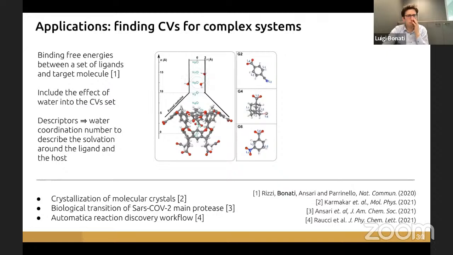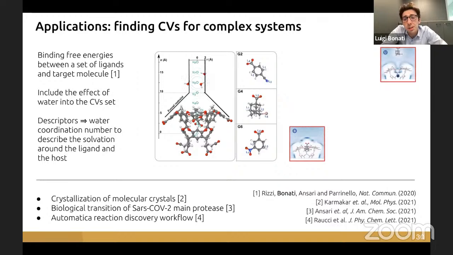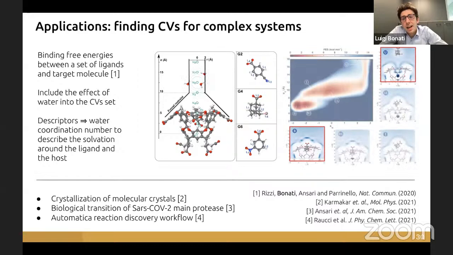Another example: it has been applied to several different kinds of applications. Here you see a ligand binding example in which we wanted to estimate the binding free energy between a set of ligands and the target molecules. As before, we computed an unbiased simulation of the bound and the unbound pose, and then DPLDA was used to include the effect of water into the collective variable set by using as descriptors the coordination number of water to describe the solvation both within the pocket and around the ligand. Also in this case, it has been quite successful in driving the system from one state to the other and also identifying some intermediate states.